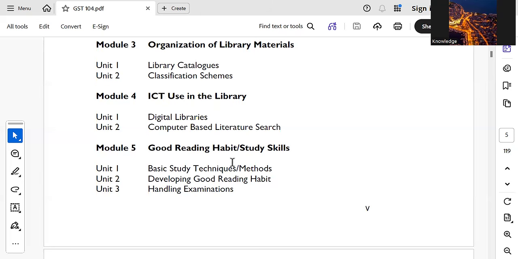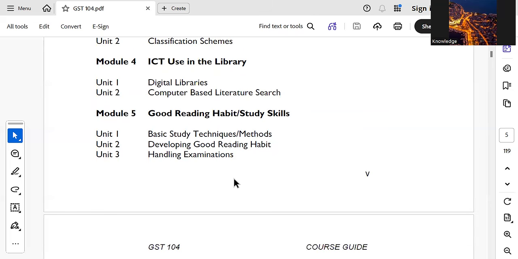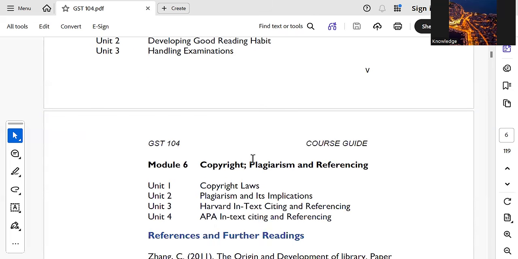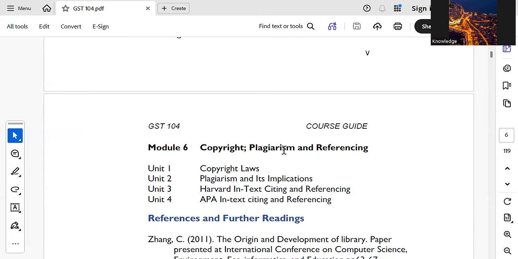So we talk about the basic study techniques and methods we have, developing good reading habits, and handling examinations. That will lead us to Module 6, which will be the last module we'll treat in this course. In Module 6, you need to learn the idea of copyright, plagiarism, and referencing.